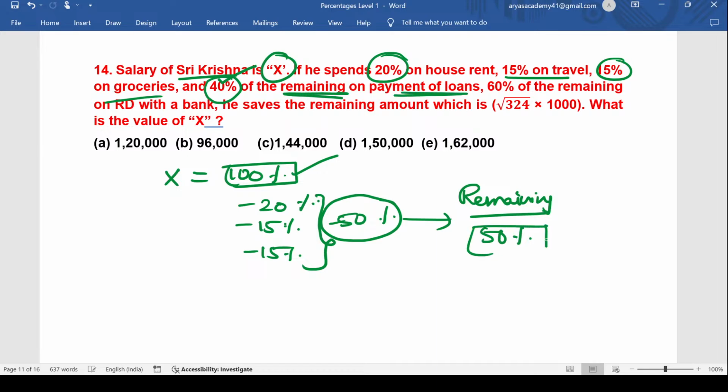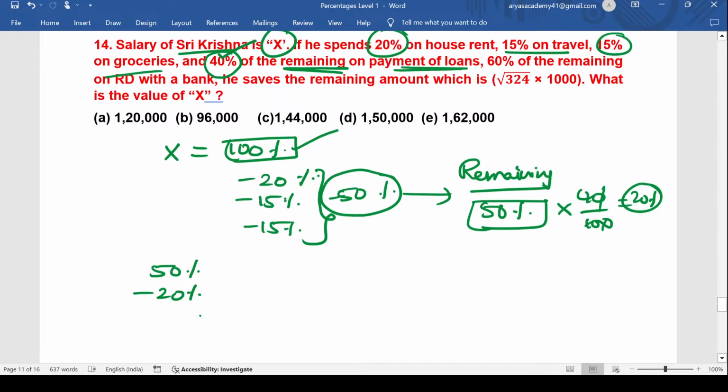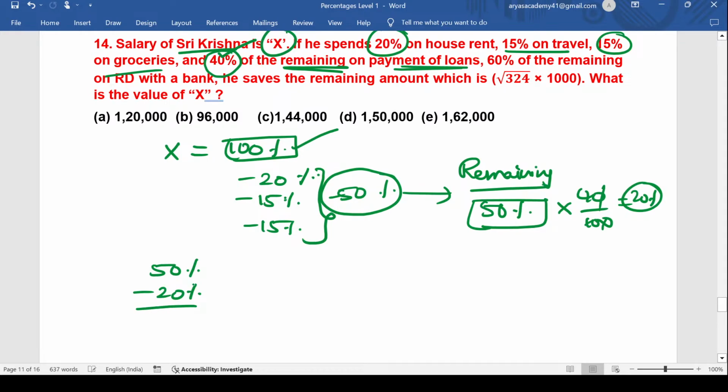The remaining value is 50. And out of that you are spending how much? 40%. If you calculate, you will come to know it is actually 20%. So out of the 50% salary which is left, you are paying 20% as interest on loans. Now, when 20% is subtracted, you will finally be left with what? 30%. See the next question. 60% of the remaining. Now the remaining value is not 50, it is actually 30.